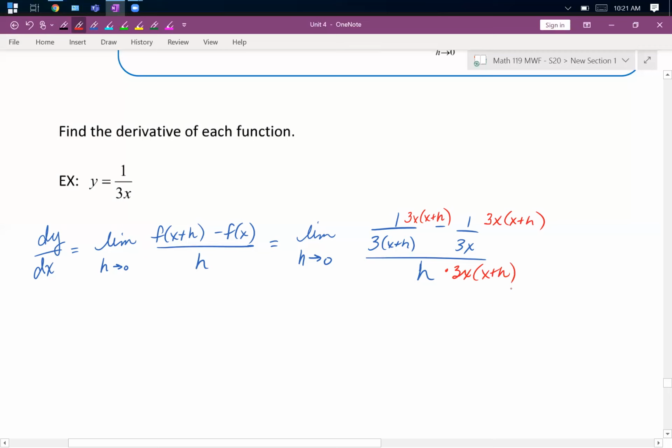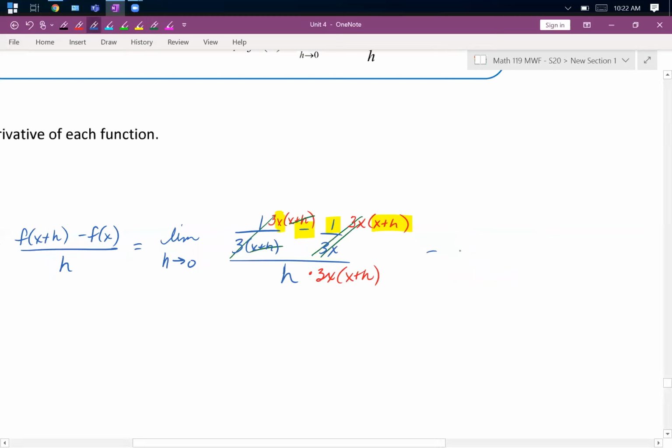All right, well, let's simplify. So here the 3 cancels and the x plus h cancels, and I'm left with only an x here. I'm going to hit it with a highlighter so I don't forget about it. And then here the 3's and the x's cancel. I'm left with minus 1 times x plus h. And then nothing cancels in the denominator. I just have all that together. So that'll be the limit as h approaches 0 of x minus 1, x plus h, all over 3xh times x plus h.